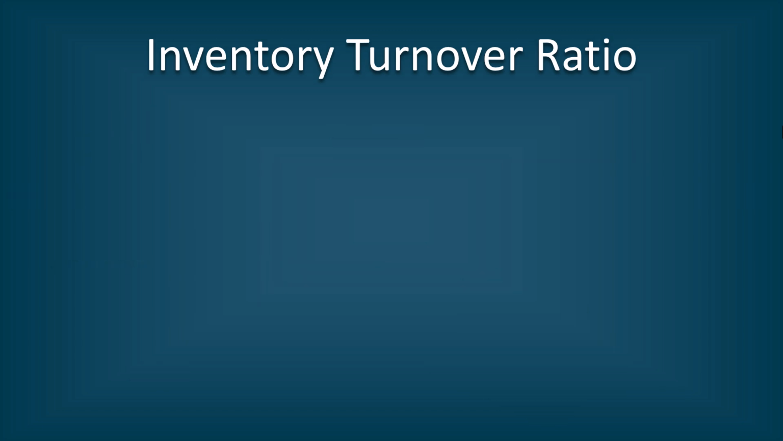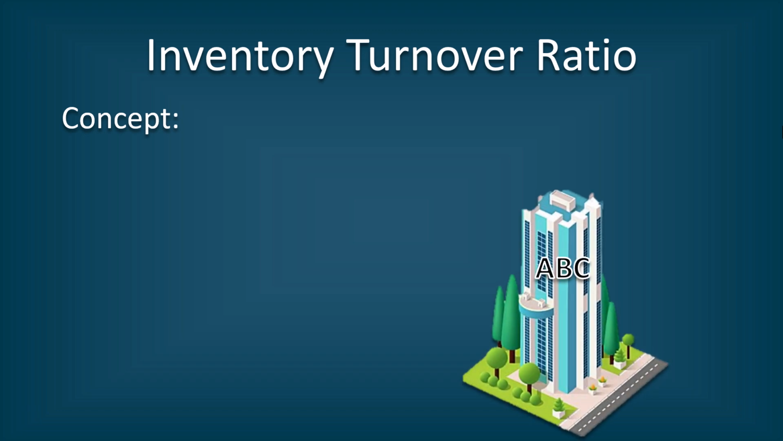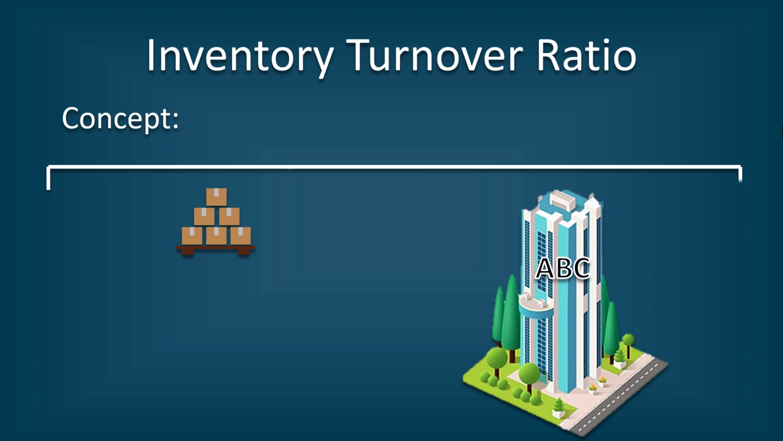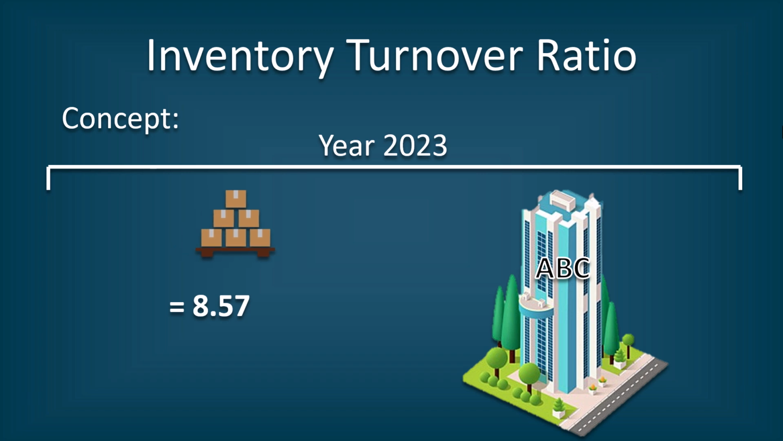Now, what does 8.57 mean? Let's clarify the concept. Throughout the year 2023, from the beginning inventory to the ending inventory, the company purchased and sold its inventory approximately 8.5 times during the year. In simple words, the cycle of buying and selling inventory repeated about 8.5 times during the year.